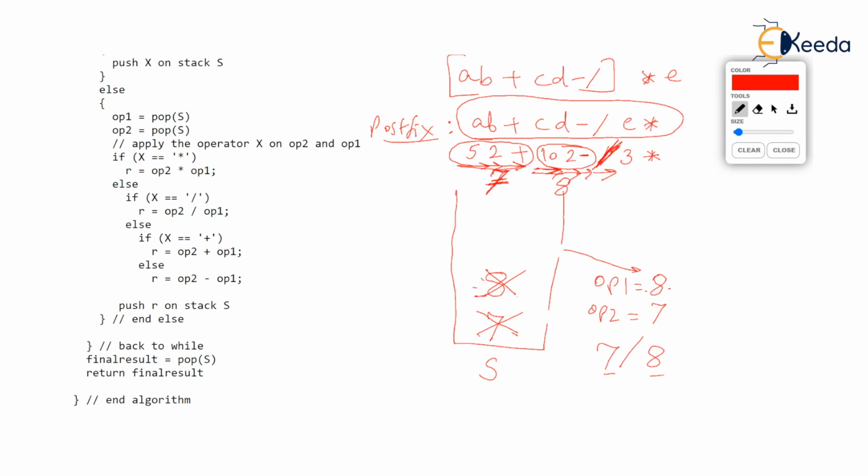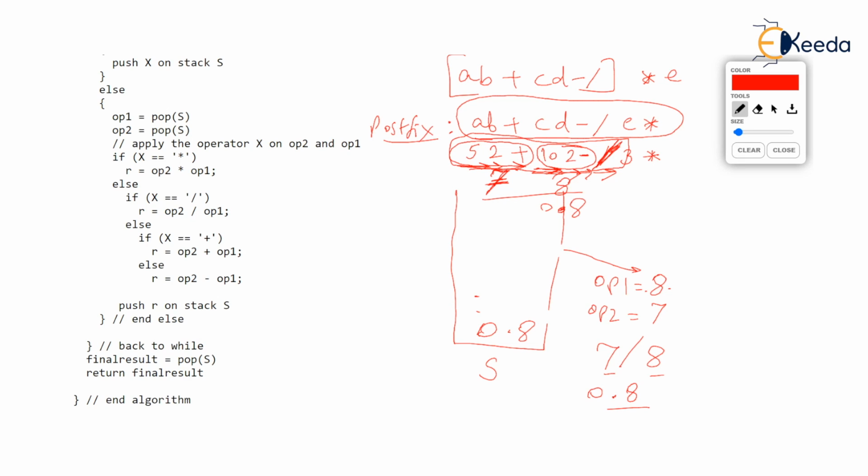So 7 upon 8 will be what? 0.8 something, isn't it? 0.8, let's say. So the stack is going to get, this is the result, isn't it? 0.8. And you push the result on the stack. So stack is going to now load 0.8. So 7 upon 8, notice this 7 upon 8 has been done. And 7 upon 8 is nothing but something like 0.8.